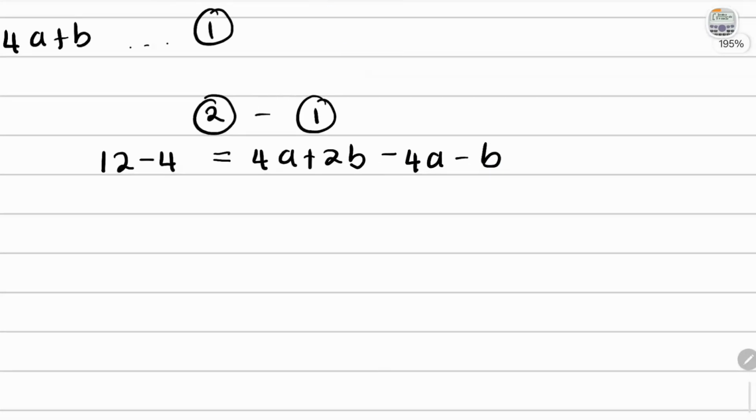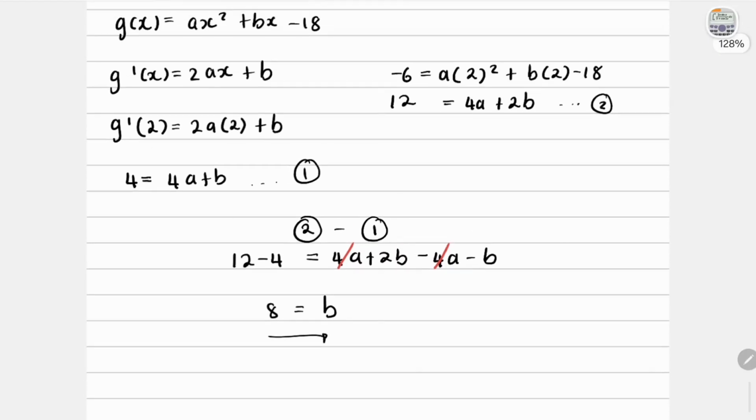So you see what happens here? You've got a 4a and a 4a that will cancel, and this will solve for b. 12 minus 4 is 8. 8 is equal to 2b minus b is b, and there we go. We found b. The value of b is 8.